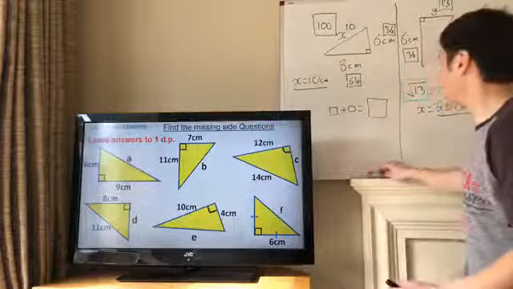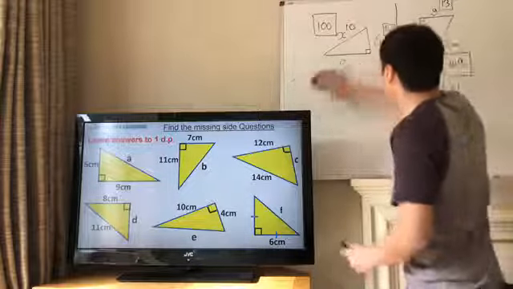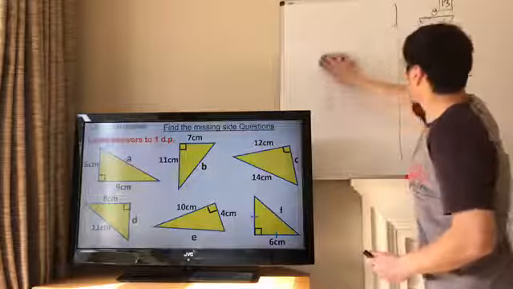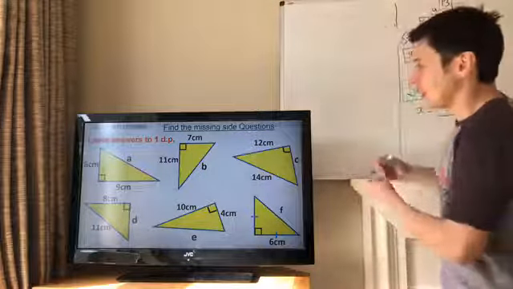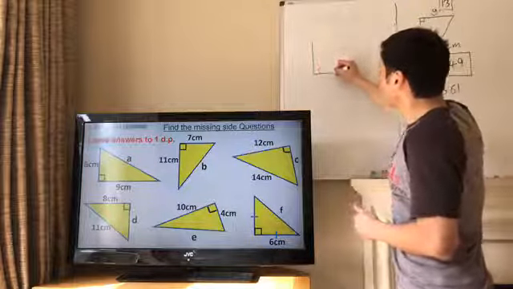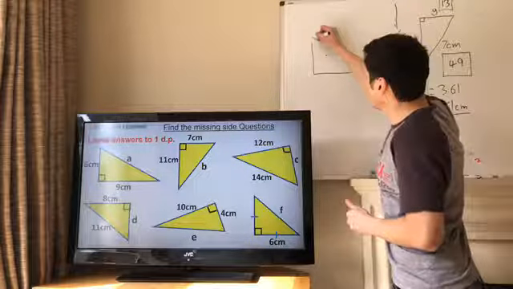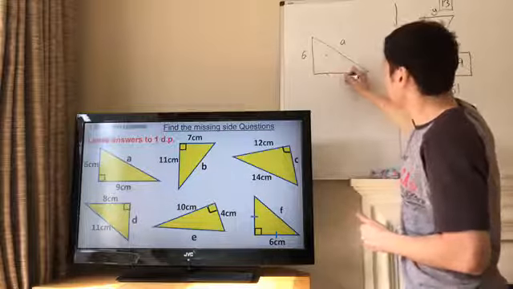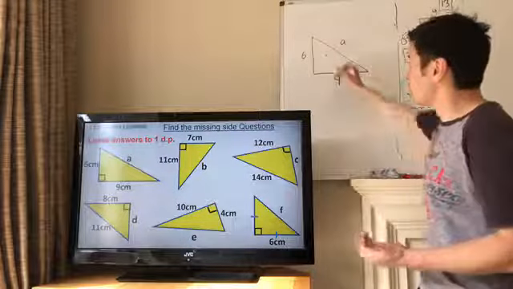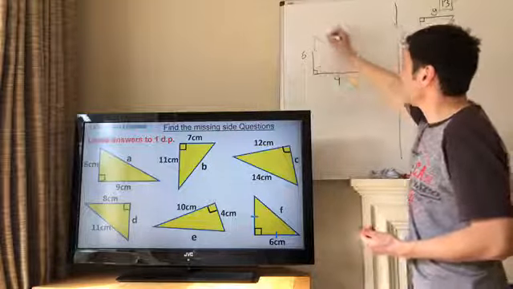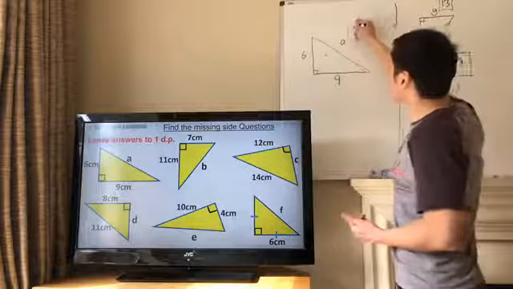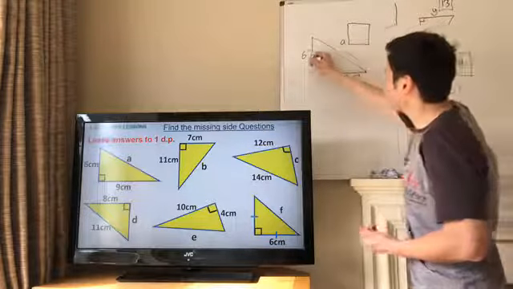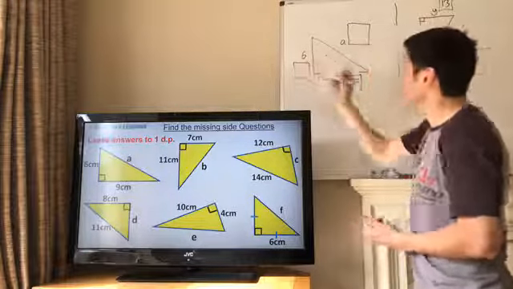I'll just go through the first one on the board, just to check you're on the right lines. Okay, so you've got your triangle there. We've got A, 6 centimetres and 9 centimetres. I draw my squares in. The big square will always be on the big side, opposite the right angle. So I've got a nice big square there, and I've got two smaller squares on the other sides.